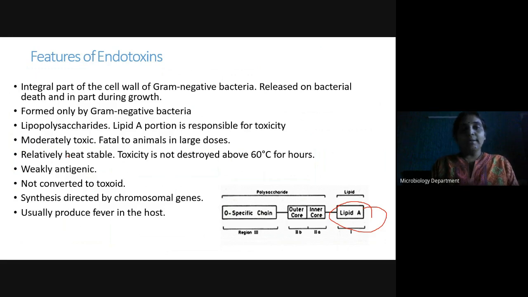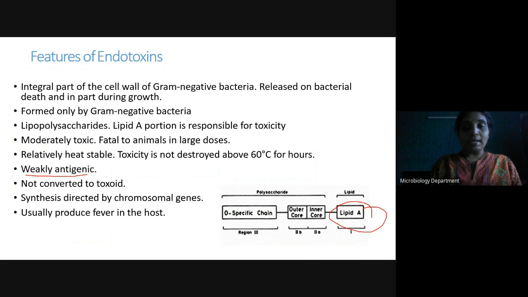and it's moderately toxic when compared to the exotoxins. Endotoxins are less toxic, and fatal to animals only in large doses, and they're heat stable chemical substances. And toxicity is not destroyed at 60 degrees centigrade. It requires more heat because they are heat stable chemical compounds. And they're weakly antigenic. That means they are not able to stimulate the immune system.